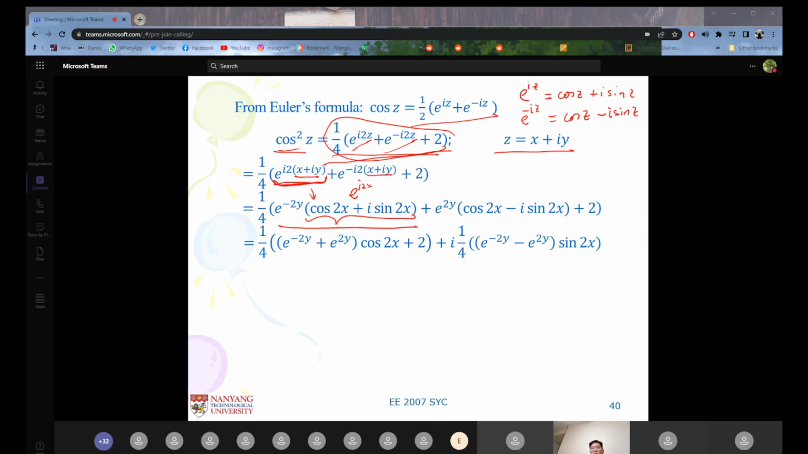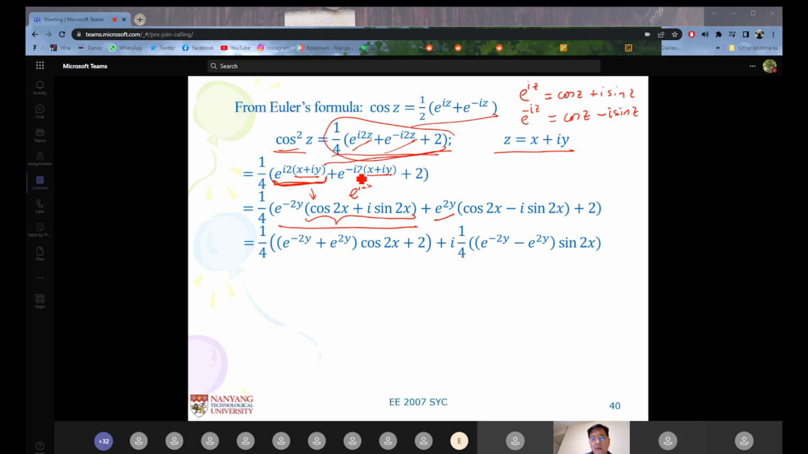I don't want i2x because I cannot identify the real part and imaginary part here. So the only way to do that is to represent this in terms of the rectangular representation using Euler's identity. So I have real part, I have imaginary part here. And likewise, I do it over here. This term here, same concept. So minus i2 times iy becomes plus 2y.